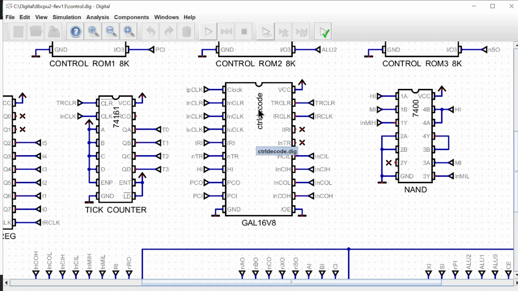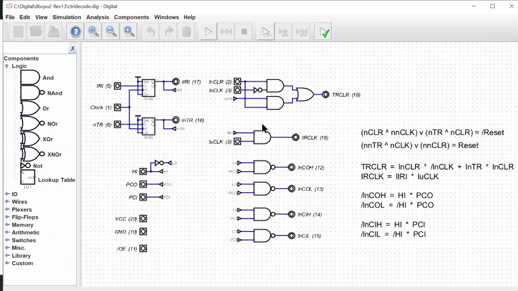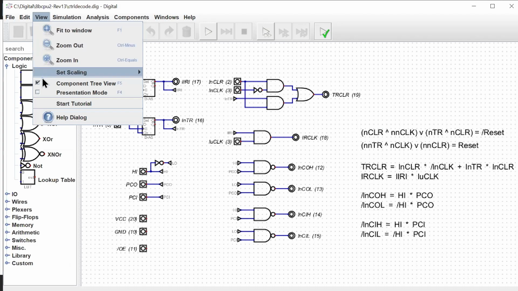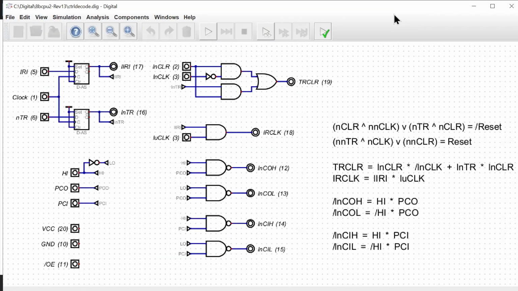And let's just open this up and take a look at that design. Okay, so this is our logical build for our GAL, and we can see that we have four main elements in the GAL. We have first our two D flip-flops that are the latches for the instruction register in signal and our tick counter reset signal. These flip-flops need to be clocked, and those will be clocked off of our P clock.